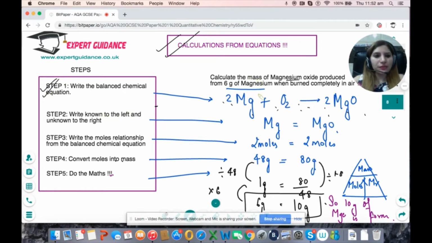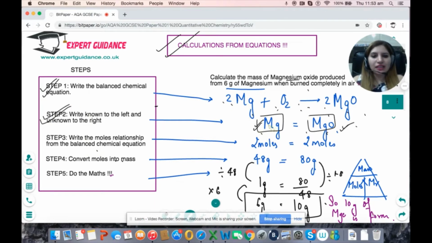Step 2 is: what information is given to you in the exam, in the question, you put it to the left, and what they ask you to find, you put to the right. So in this question, if you read it, calculate the mass of magnesium oxide produced when 6 grams of magnesium burns. They have given you the mass of magnesium and they have asked you to find the mass of magnesium oxide. So the known I have put to the left of the equal to sign, and the one I have to find I have put to the right of the equal to sign. So that's my step 2.